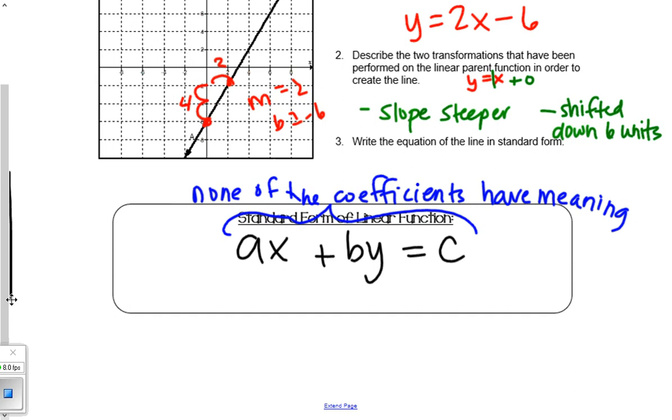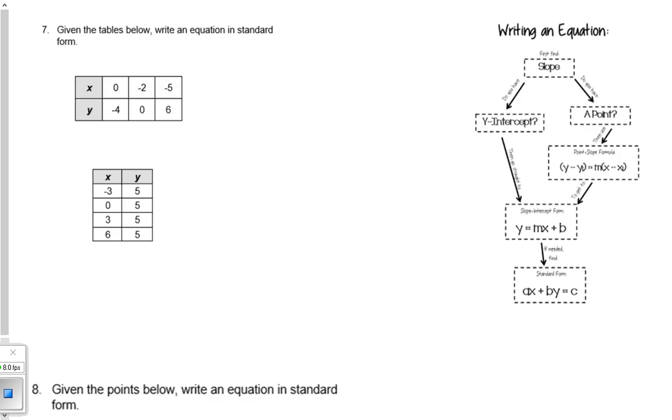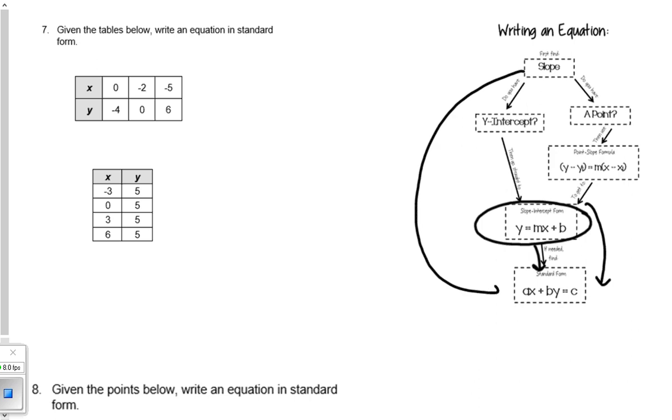We can't do that. The only way to form standard form, we'll jump ahead for a second, is to get through slope-intercept form. Okay, this is on your flow chart. So you'll see slope-intercept form has to be there in order for you to get to standard form. That is the only path to standard form. So it's not like you can skip things. You can't go straight from slope down here. That doesn't work. Okay, you can't even go from slope to y-intercept and then jump down here. That doesn't work either. Literally the only path to get to standard form is to get slope-intercept form first and then just kind of change it into that form.